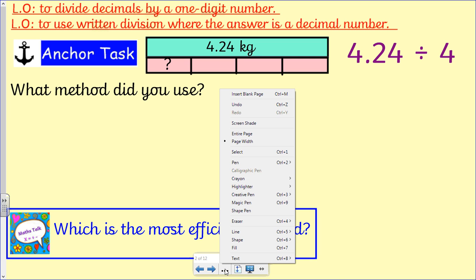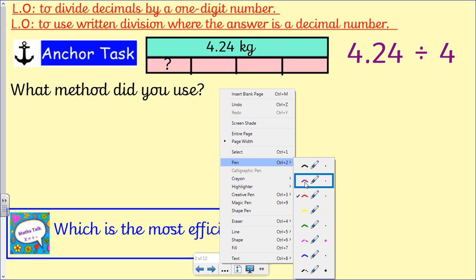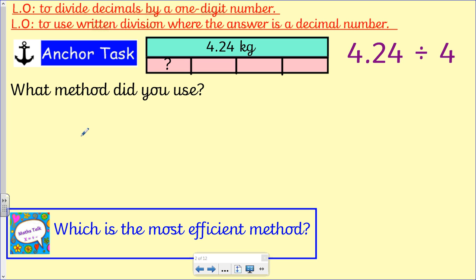Okay, so let's have a look then at what we could have done. I'll just grab a pen ready. So we've decided the calculation is 4.24 divided by 4. We need just one of these blocks. We know the total amount is 4.24 kilograms, so I'm going to divide it equally between 4 blocks, okay?